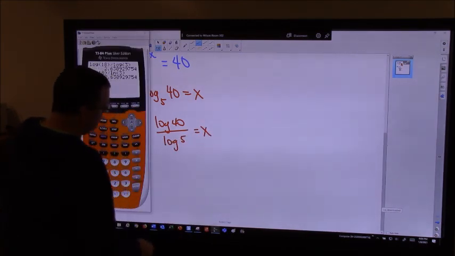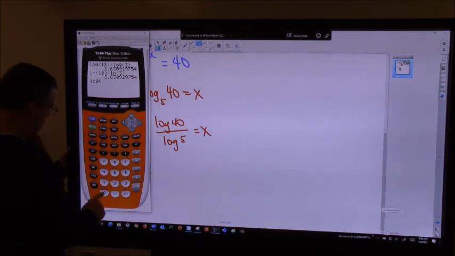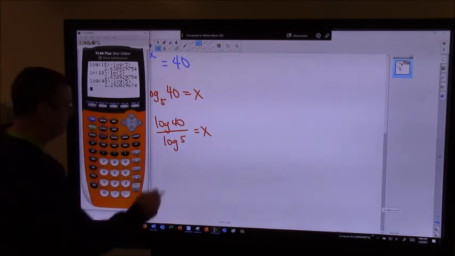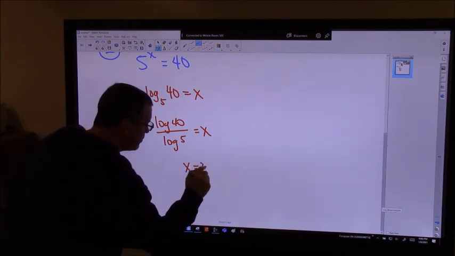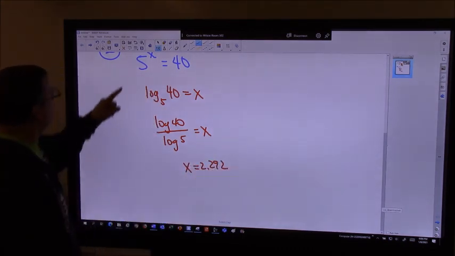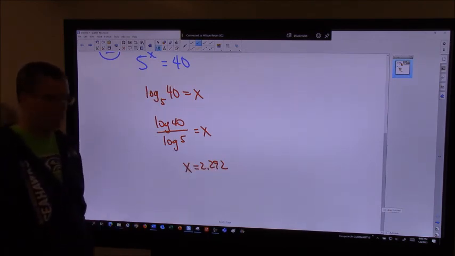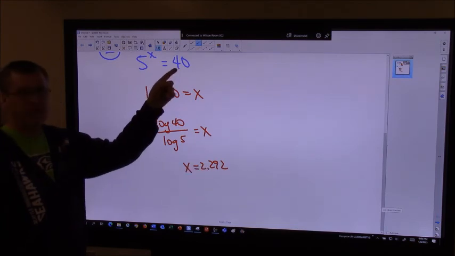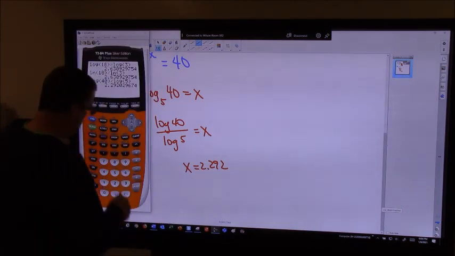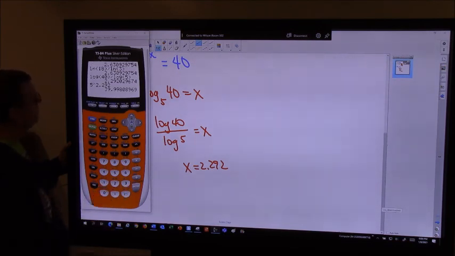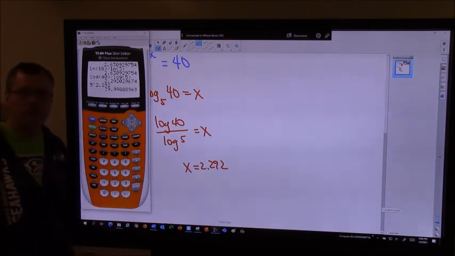And let's see what we get. So log 40 divided by log 5. 2.292. So 5 raised to the 2.292 should give us an answer close to 40. This is rounded, so I don't expect to get exactly 40, but it should be close. Let's just check it real quick. 5 raised to the 2.292. And I hit enter. Yeah, I got an answer pretty close to 40.